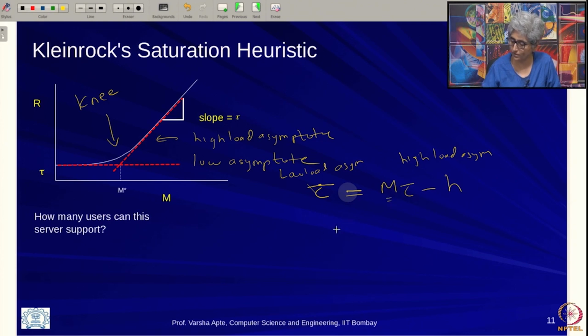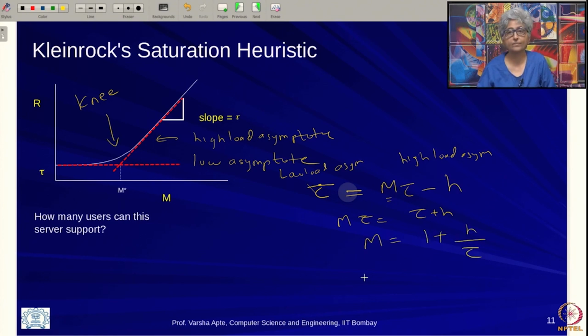So, what is that M going to be? We will just rearrange this: M tau is equal to tau plus h, and M is equal to 1 plus h by tau. So, this is the M star we want to find, and this is the equation that gives it to us.